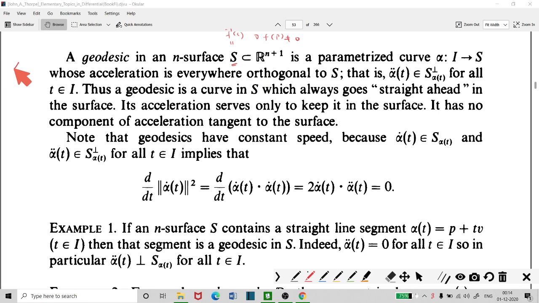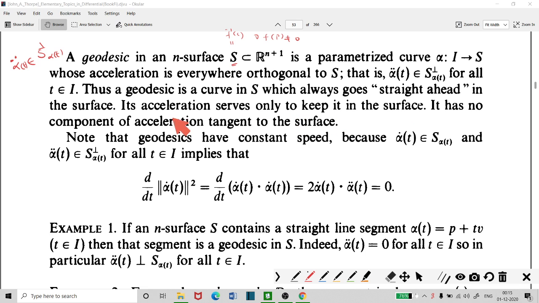That means when you consider the acceleration, the derivative of alpha dot, that is alpha double dot or alpha dot dot, is always orthogonal to the tangent vector. So when you consider alpha double dot of t, it belongs to the perpendicular of the tangent space. This is what we call the geodesic. Thus, a geodesic is a curve in S which always goes straight ahead in the surface. Its acceleration serves only to keep it in the surface.